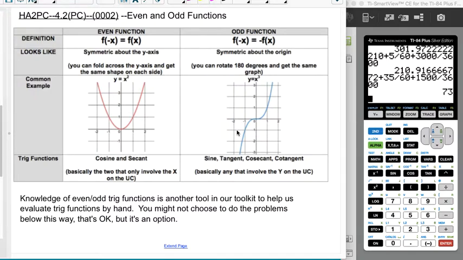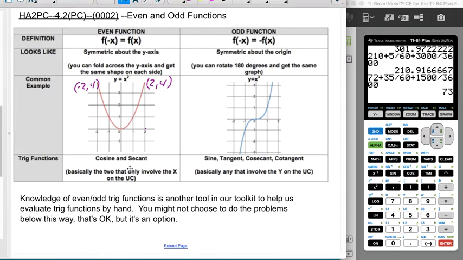What it means to be an even function is that if you plug in a negative x, you get the original function back out. Let's look at a classic example, which is x squared. If I plug in a positive 2, I get 4. But if I plug in a negative 2, I get the same 4, meaning that f of negative 2 is the same as f of 2. That's what it means to be an even function. Visually, it'll be symmetric about the y-axis, meaning you can fold across the y-axis.